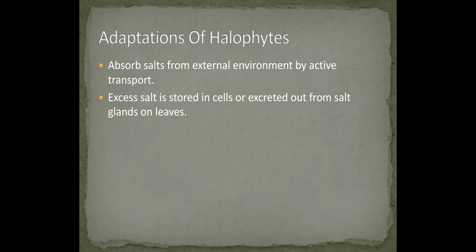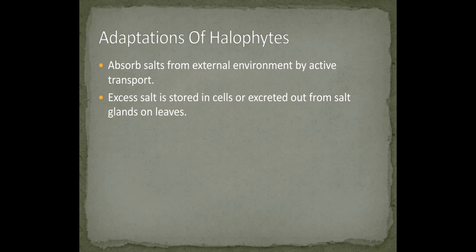And the second thing is that they can store the excess salt in a special type of cell, because if you taste the sap of such a plant, it is too salty, which shows that they store the salt inside their cells, and they can even excrete the salt from glands on leaves. There are special glands present on their leaves by which they can get rid of that extra salt, right? First of all, by active transport they absorb the salt from the surroundings, they make their body hypertonic, then they can absorb the water from their surroundings, and then because they don't need that extra salt, they get rid of it by storing it in a special type of cell.